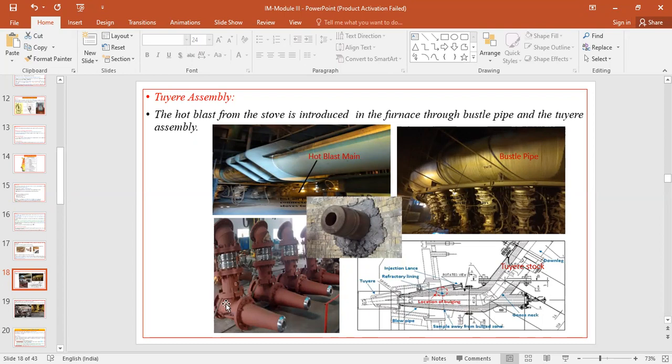Then you have a blowpipe. This is a blowpipe, and this is actually called the pier, which is projected into the blast furnace. So something like this. Okay. So like this, a series of piers are arranged along the periphery of the blast furnace.